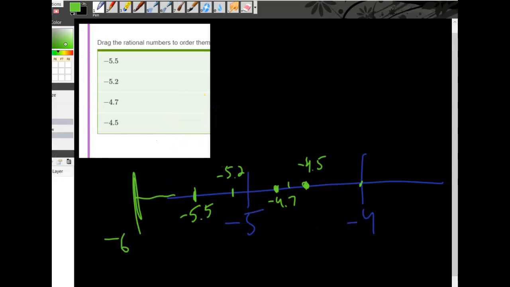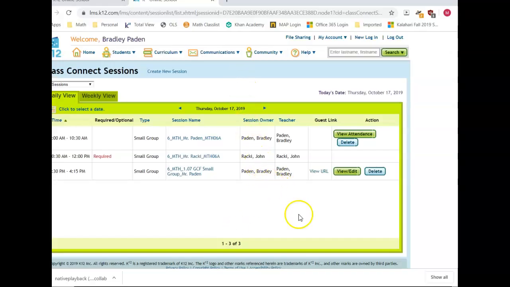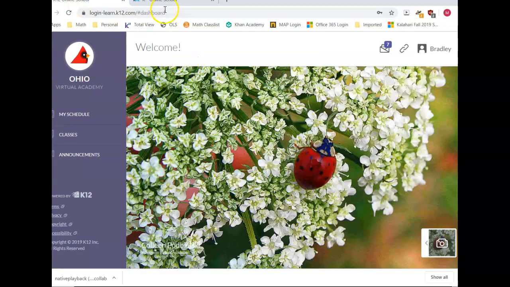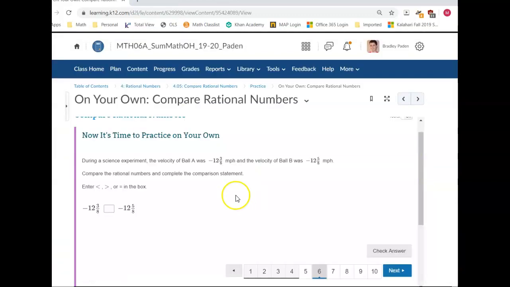Nope. Up. Where am I here? Not this page. Not this page. What happened to it? I lost it. Hold on a minute. All right, I had closed it and I had to reopen it, so I'm back.